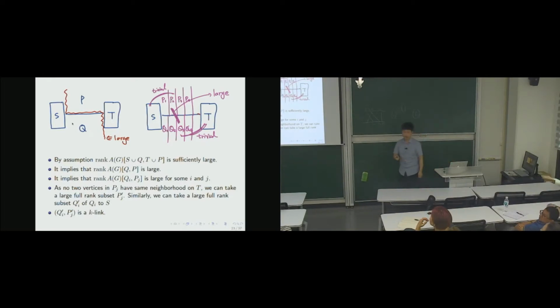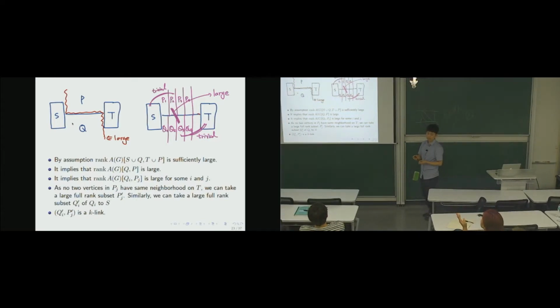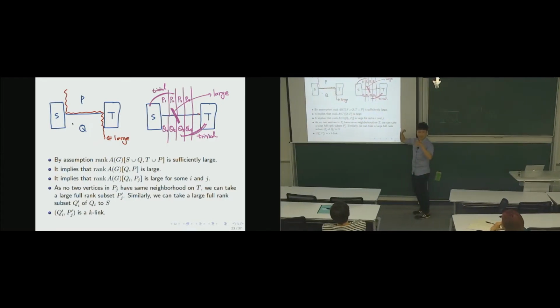And no 2 vertices of Pj have the same neighborhood on T. Does it imply that immediately? Okay. So we know that the Pi and Qj sets are large because the rank between them is large. So you have a huge set between them, and then you have a huge set to T where no 2 vertices have the same neighborhood on T, right? So the rank should be large, because if the rank is small, then you restrict the number of neighborhood types, but the number of neighborhood types is large.